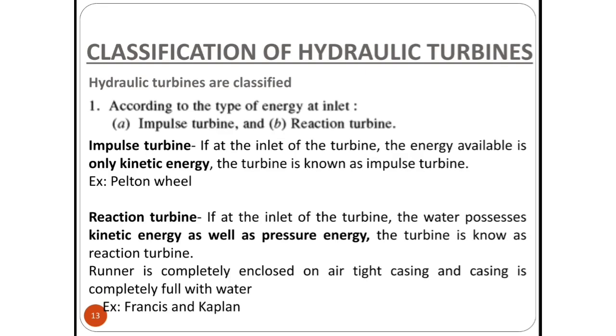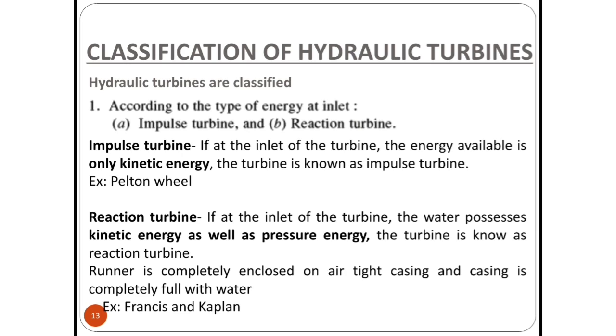Next, let us go with the different classifications of hydraulic turbines. Hydraulic turbines are classified on different bases. The first one is according to the type of energy at the inlet. Usually there are two types of turbine based on this classification: one is the impulse turbine and the second one is the reaction turbine.